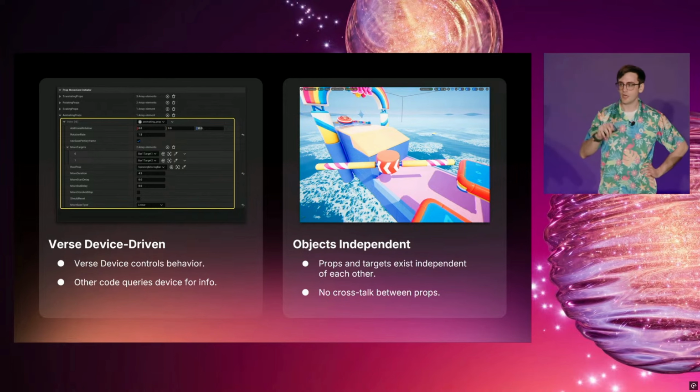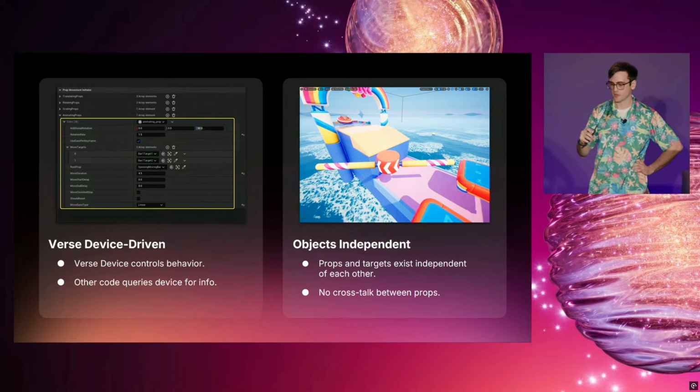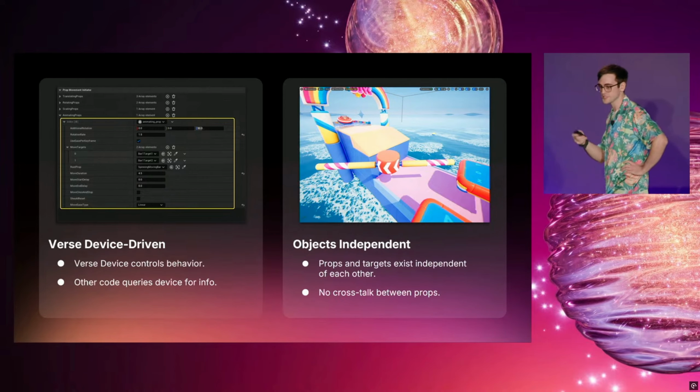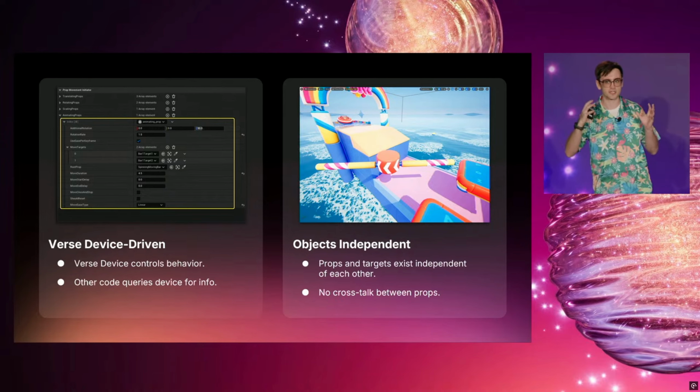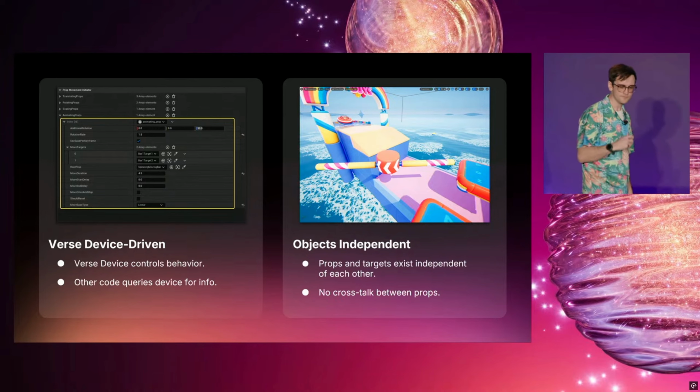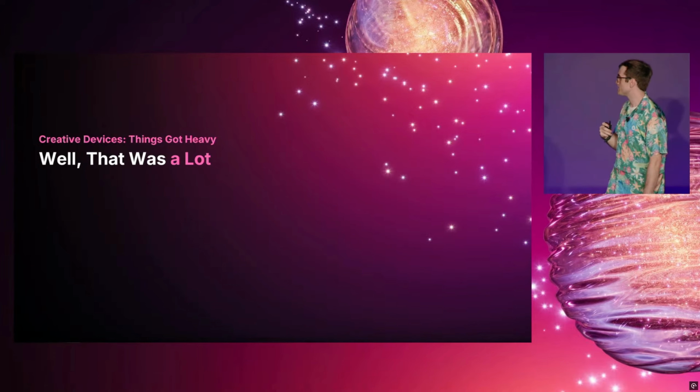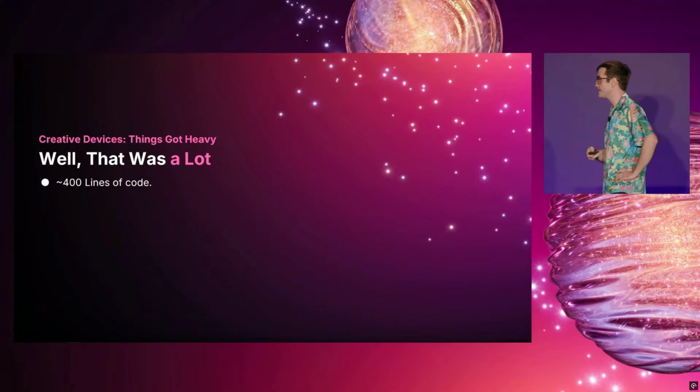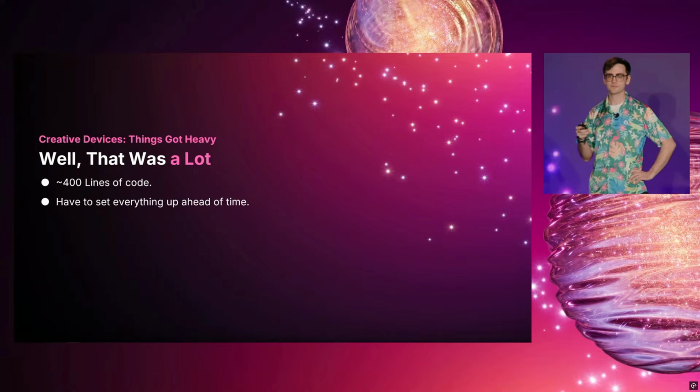If something wants to know about the world that it's actually working in, it has to go through the Verse device. The Verse device is the one that holds all the info. It's a very central model of doing things. And it ends up being a lot. It's quite heavy. So the whole thing ends up being around 400 lines of code.